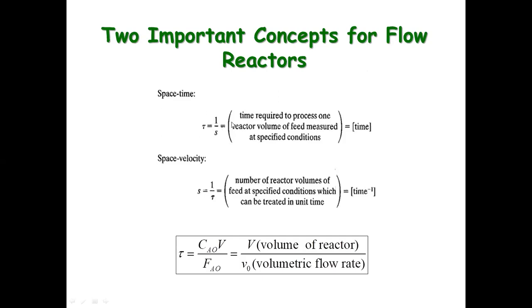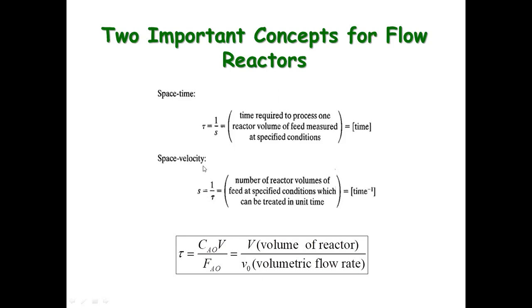And since it's asking for how long, it has something to do with time, the unit is time. But take note, it is the time it would take to process one reactor volume of feed at specified condition. The opposite of the space-time is the space velocity, or rather the reciprocal. That's the appropriate term. The reciprocal of the space-time is the space velocity. It's 1 over tau, and this is, take note, the number of reactor volumes of feed at specified conditions which can be treated in a unit time.